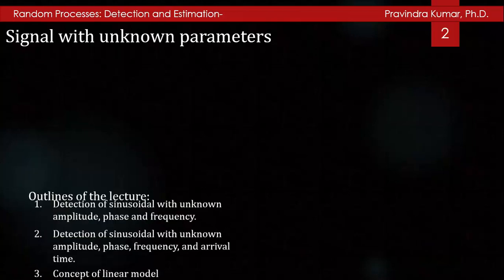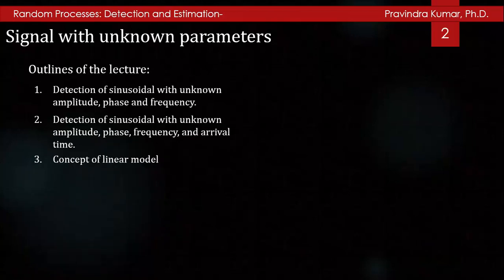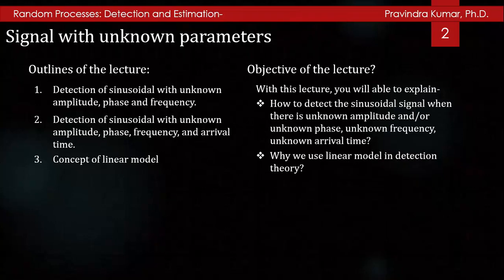In the outline of this lecture, we will discuss detection of a sinusoid with unknown amplitude, phase and frequency, and detection of a sinusoid with unknown amplitude, phase, frequency and arrival time. After this, we will discuss the concept of the linear model. By the end of this lecture, you will be able to explain how to detect a sinusoidal signal when there are unknown amplitude and/or phase, unknown frequency and unknown arrival time. You will also be able to explain why we use the linear model in detection theory.